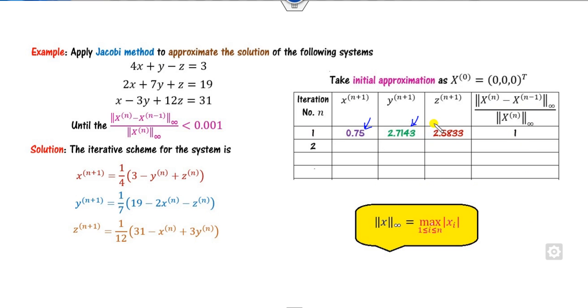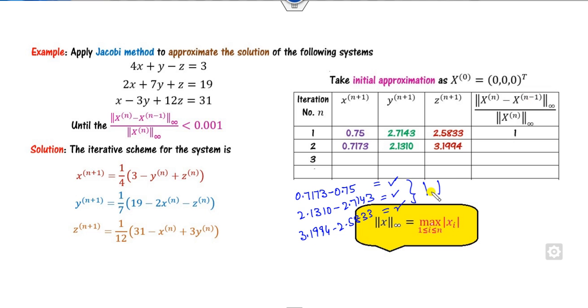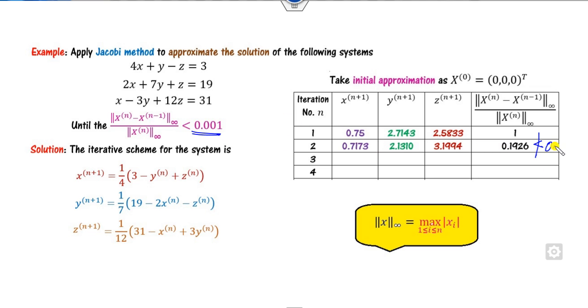Now I can substitute this value of x, y and z here. I can get this new value. Then I can find the difference of this. You can see 0.7173 minus 0.75. Second is 2.1310 minus 2.7143. And the third one is 3.994 minus 2.5833. So you will get the answer here. Then take the maximum of this in absolute value, that is my numerator. The denominator is the maximum absolute value, which is 3.994. You take the subtraction, find the maximum absolute value and then take the ratio, you will get this number. Since this ratio is not less than 0.001, we can find the third iteration.